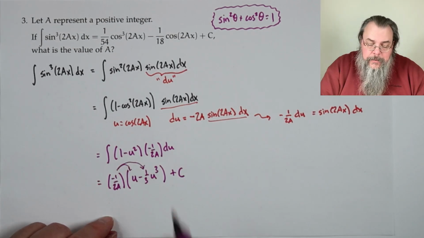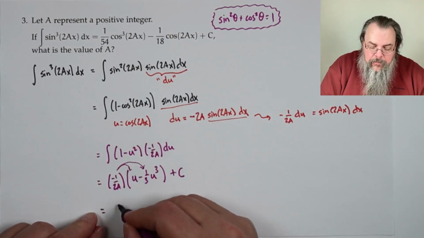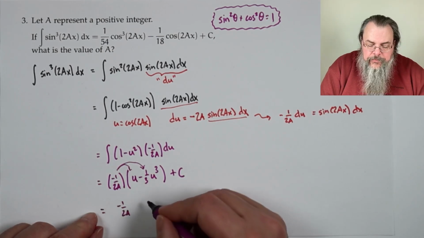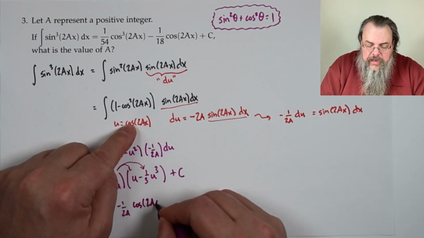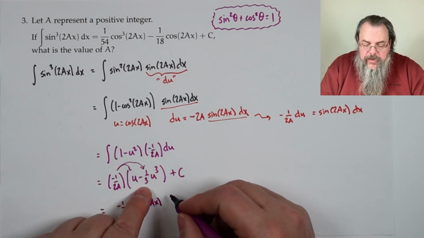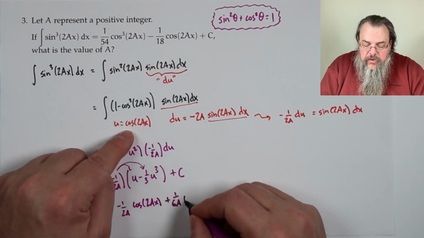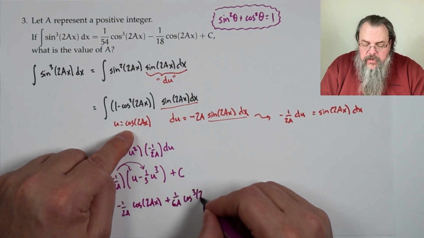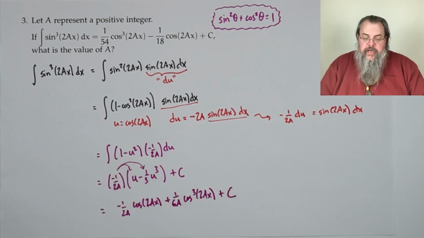And we're going to put back in terms of x. So we have minus 1 over 2a times cosine 2ax. And then minus 1 over 2a times minus 1 over 3 plus 1 over 6a. And then it's going to be cosine cubed of 2ax plus c.